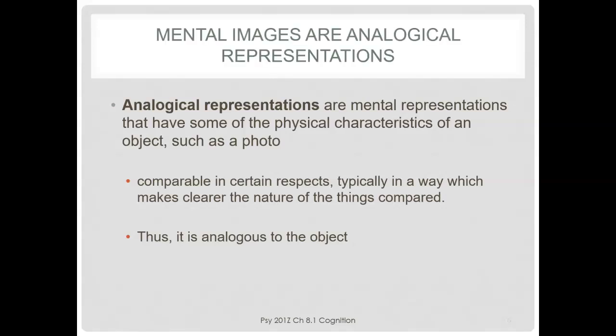So, first we have analogical representations. These are mental representations that have some of the physical characteristics of an object, such as a photo. Analogical representations are comparable to the object in certain respects, typically in a way that makes clear the nature of the things compared. And I'll show you a slide in just a moment. So, thus, it's analogous to the object.